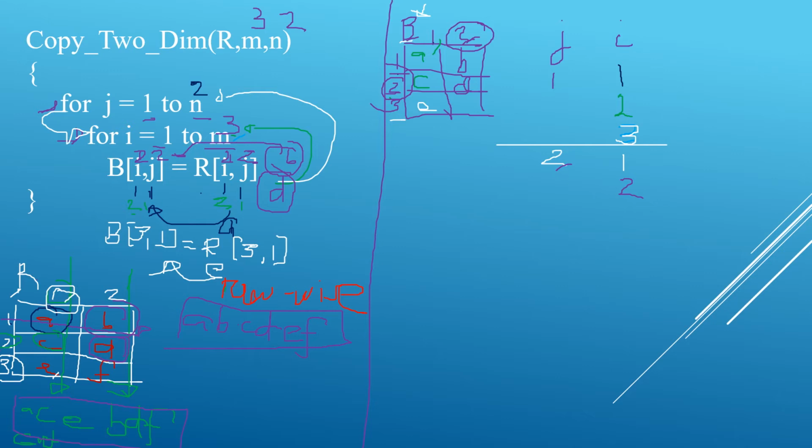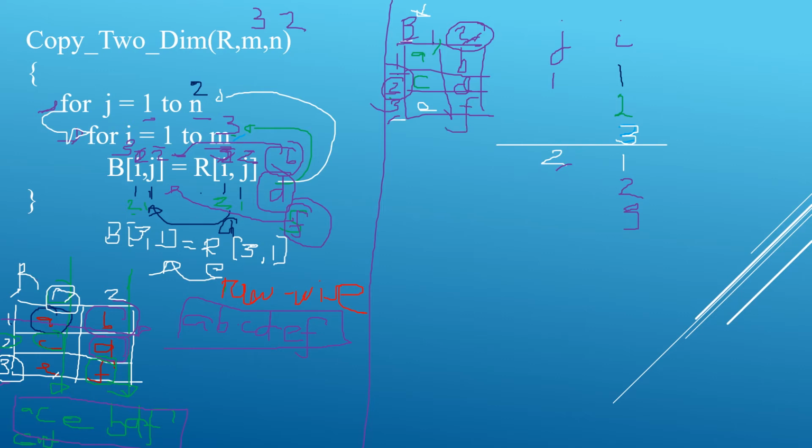Moving on, i becomes 3. Let's change the value of i. i becomes 3 but j is still the same. So we have R sub 3 sub 2, that means R row 3, column 2. So we now refer to letter F. So F will be assigned to B row 3, column 2. So we have that F.